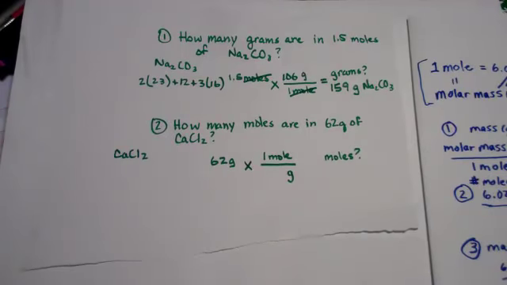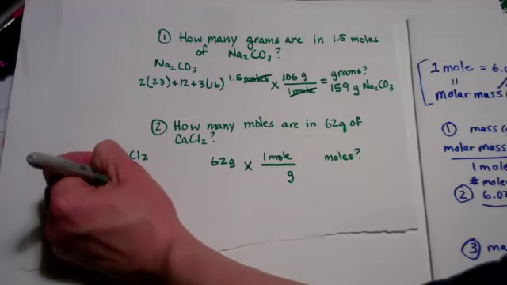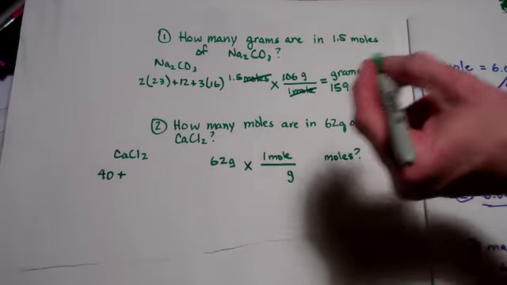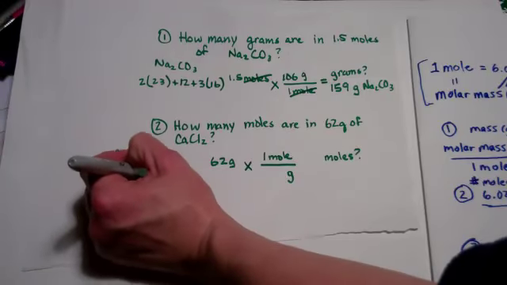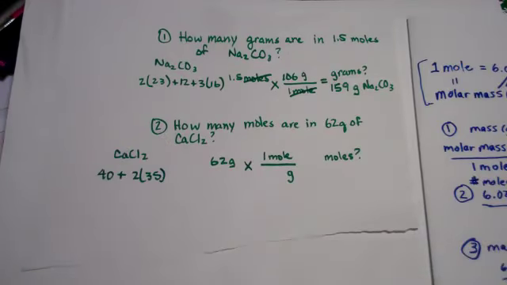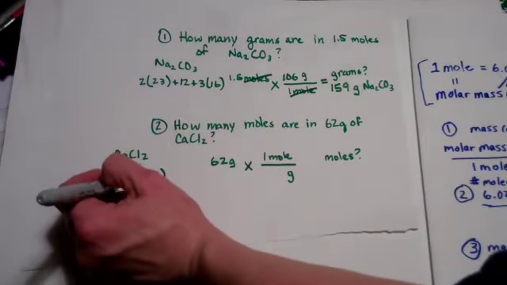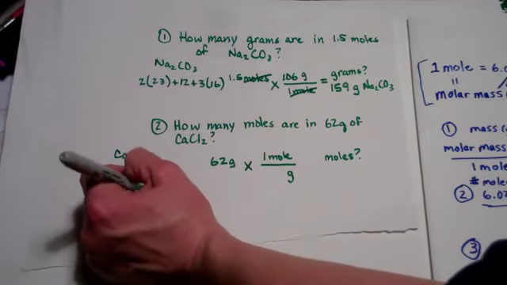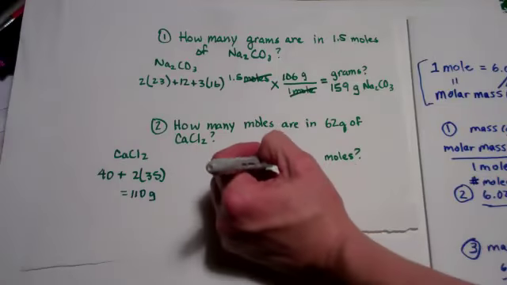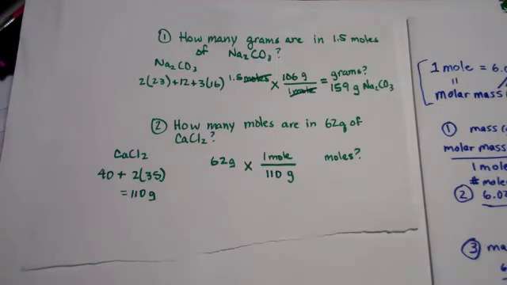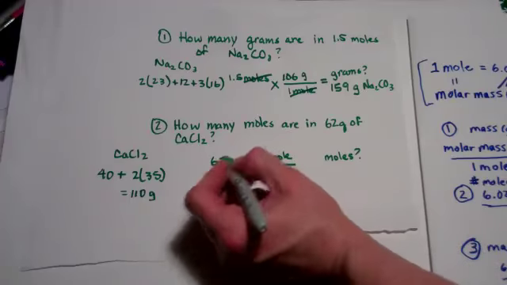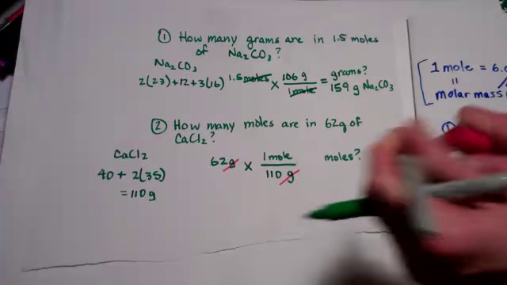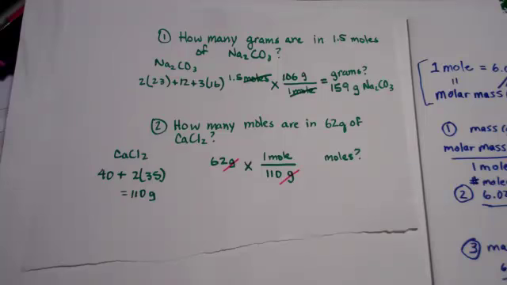So our calcium is very close to 40, and our chlorine is very close to 35. If we round those and calculate our formula weight, or the molar mass, we end up getting 110 grams. So we can put that down here in our equation. Now when we go to calculate, grams is going to cancel out, and our answer is going to be left in moles, which is what we want to find.